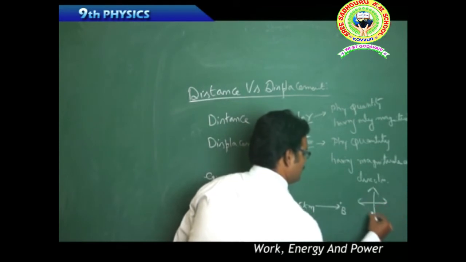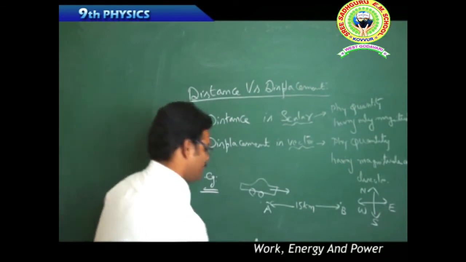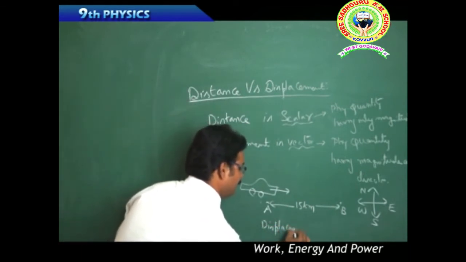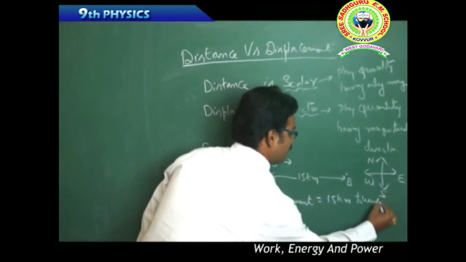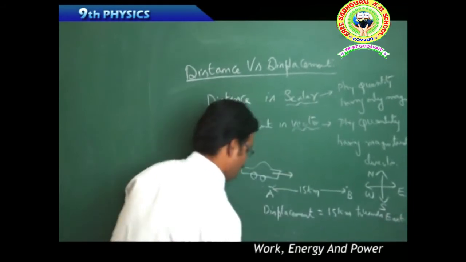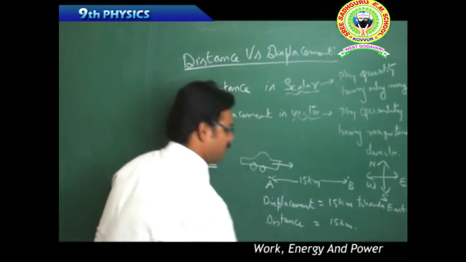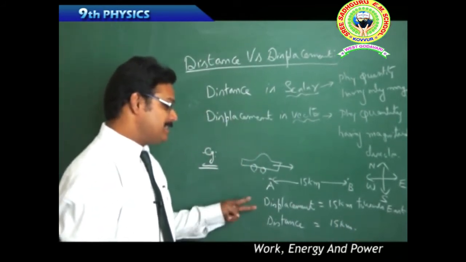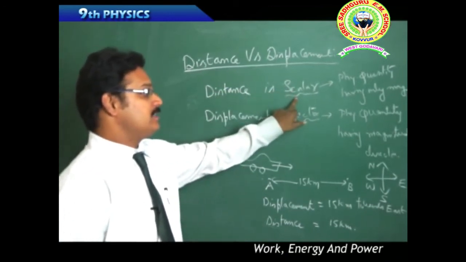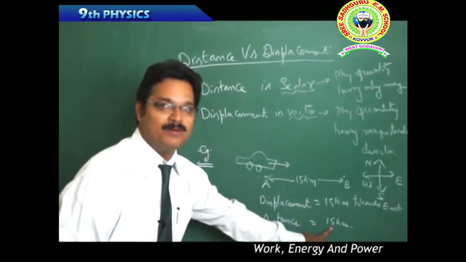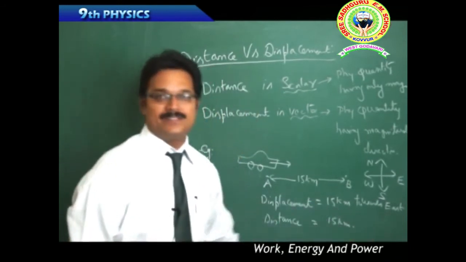Because if you take the directions of earth, this is east, west, north, south. So you have to say that displacement equals 15 kilometers towards east. Distance, only magnitude, 15 kilometers. So that's the difference between distance and displacement. That is also the difference between scalar and vector. Scalar has only magnitude, meaning 15 kilometers, a number. Vector has magnitude and direction, that means 15 kilometers towards east.